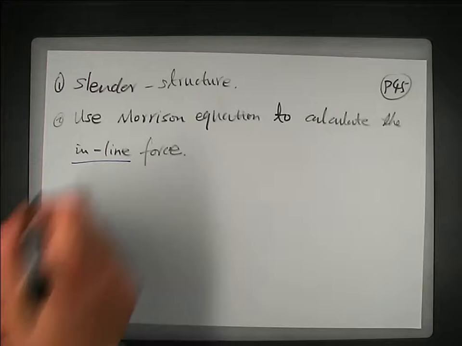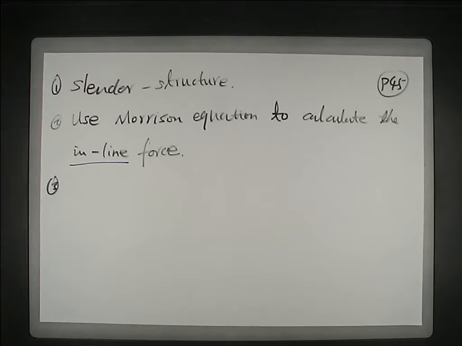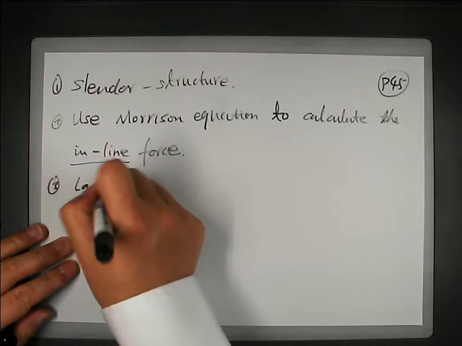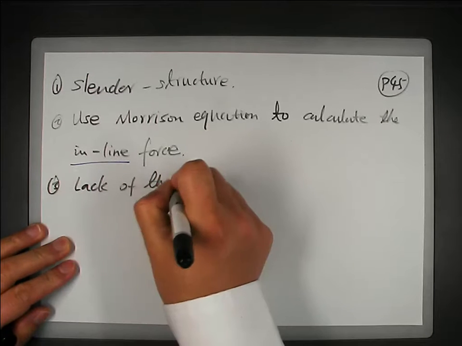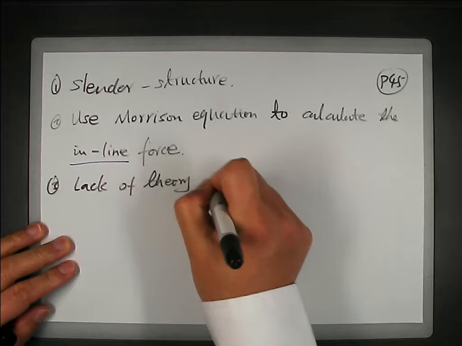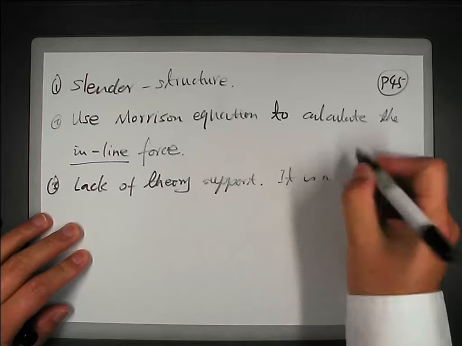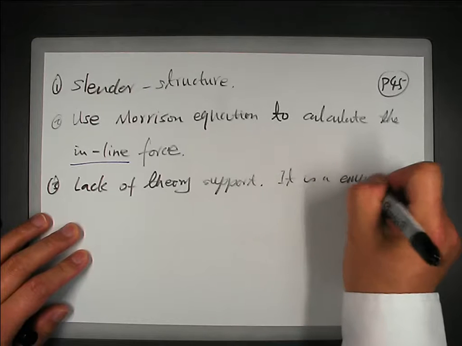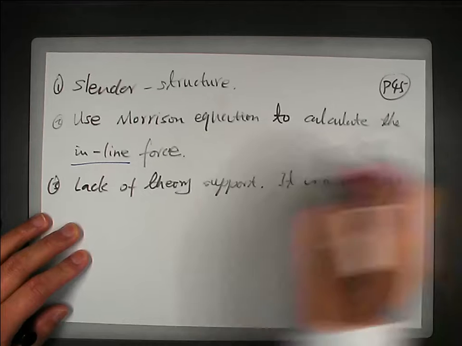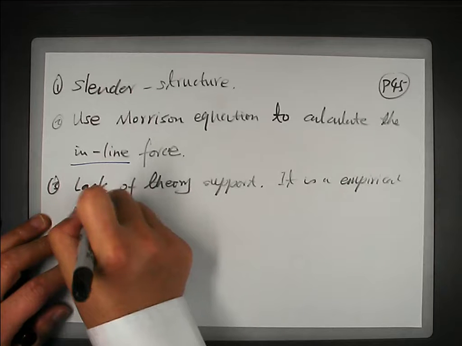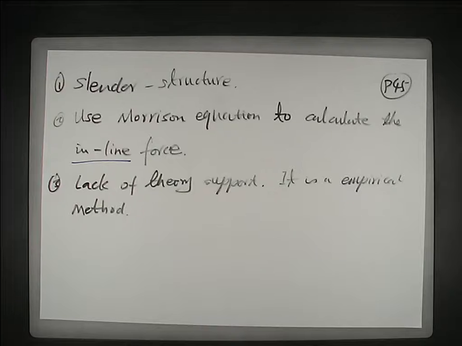The third one. The Morrison equation doesn't have a strict theoretical basis. We can say it lacks theoretical support. It is an empirical method. It is based on experience.